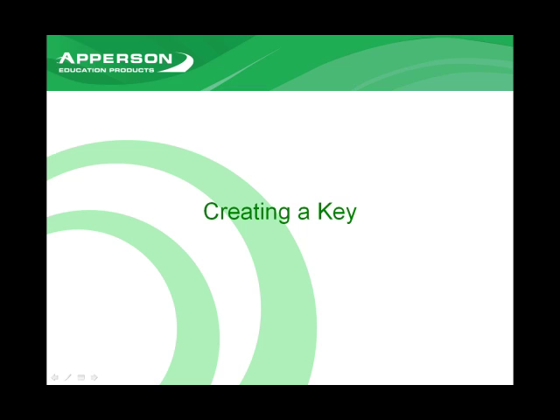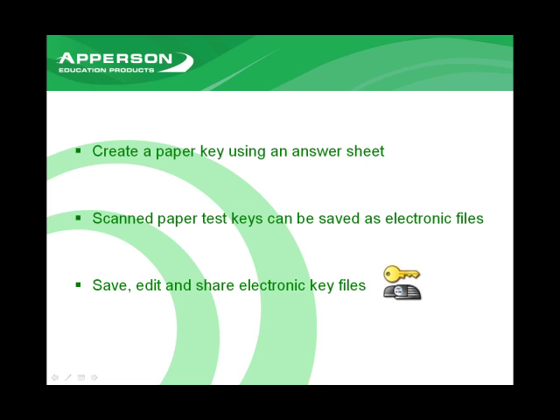In this session, we will cover how to create and load a key into your scanner and DataLink program. The easiest way to create a key to use with your scanner and to get information into DataLink is to start by making a paper key using an answer sheet. Once the key has been scanned, it can be saved as an electronic key file and stored for future use or to share with others.